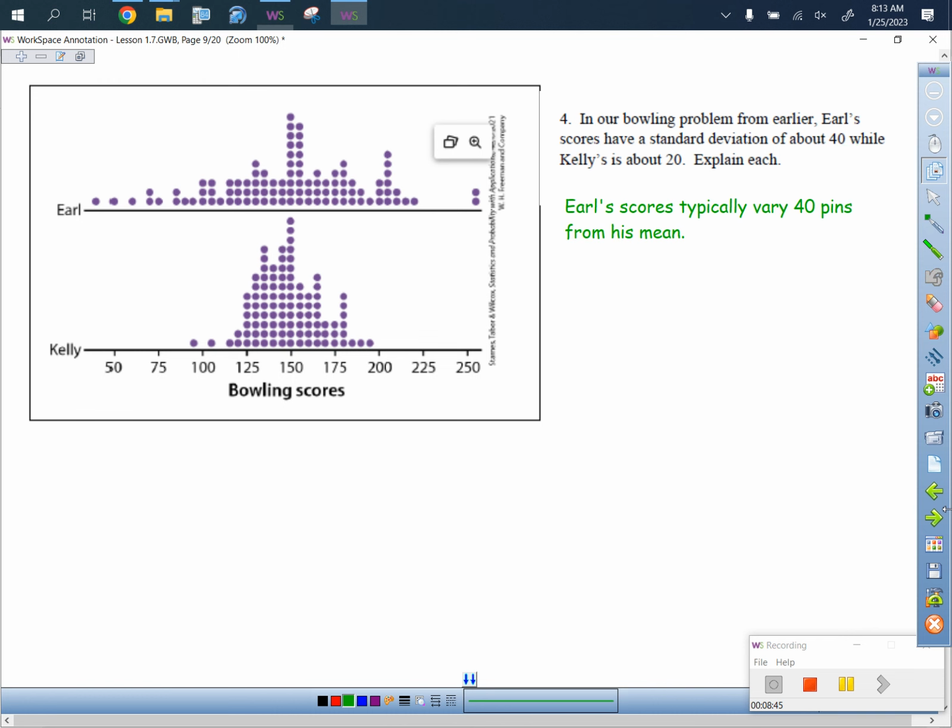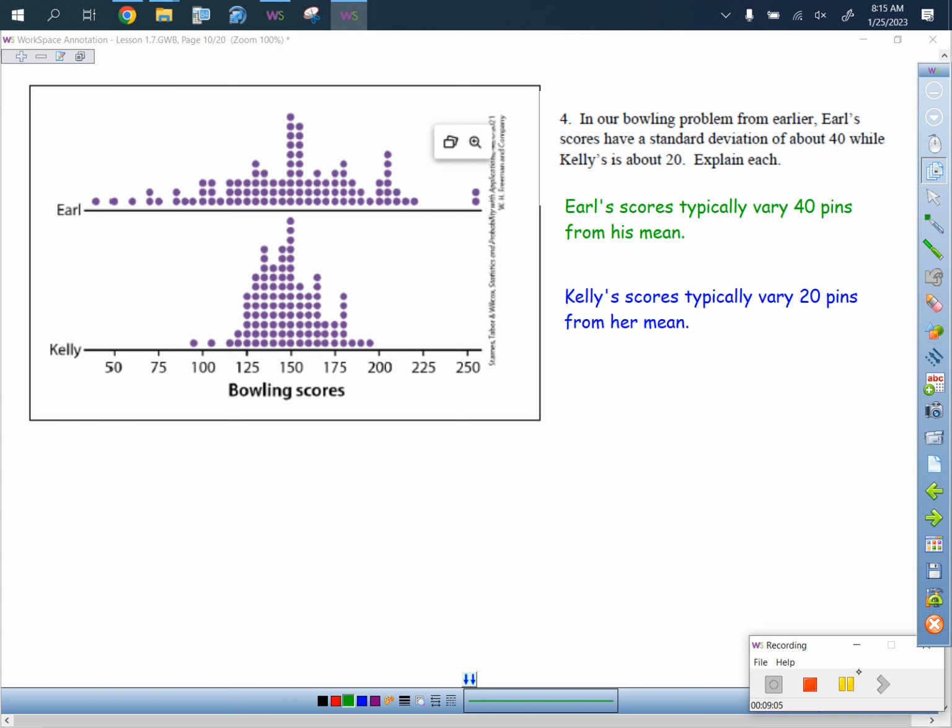Earl's scores typically vary 40 pins from his mean. So when we say standard deviation, we always just talk about whatever they're talking about varies, whatever that number is, from the mean. See if you and a neighbor can figure out what Kelly's standard deviation of 20 means. What would that mean? Kelly's scores typically vary 20 pins from the mean.